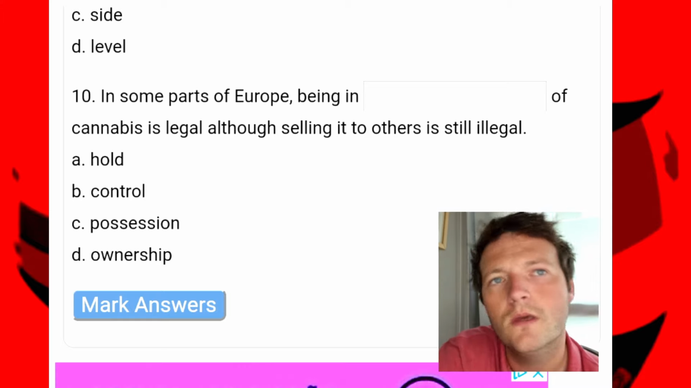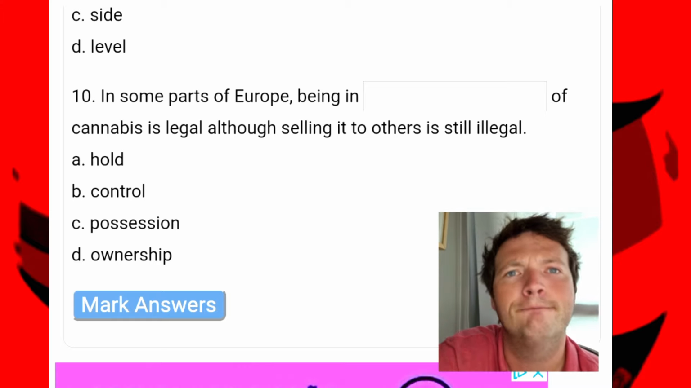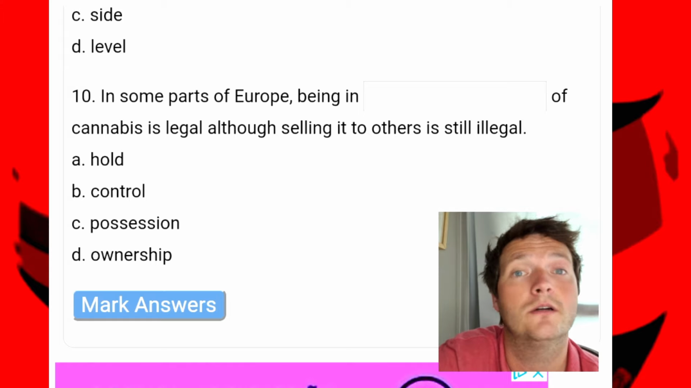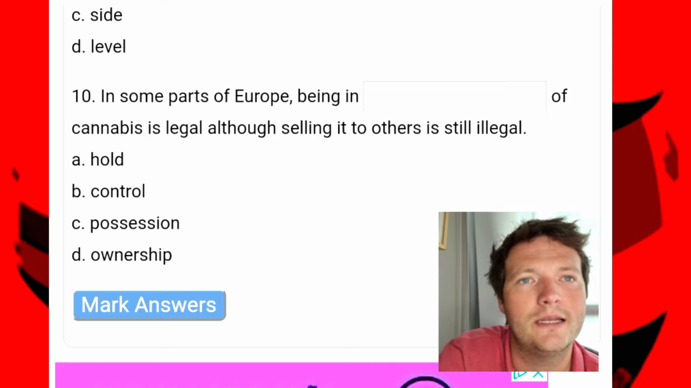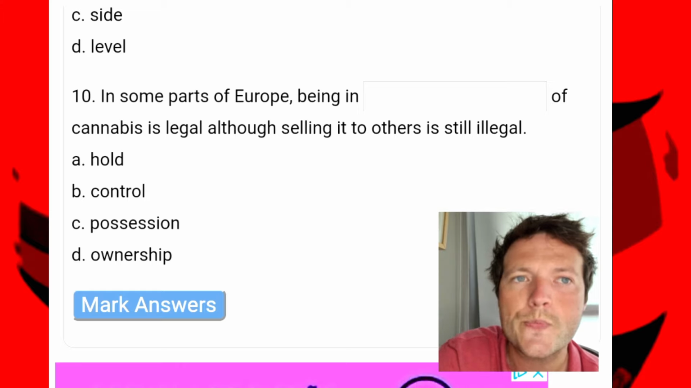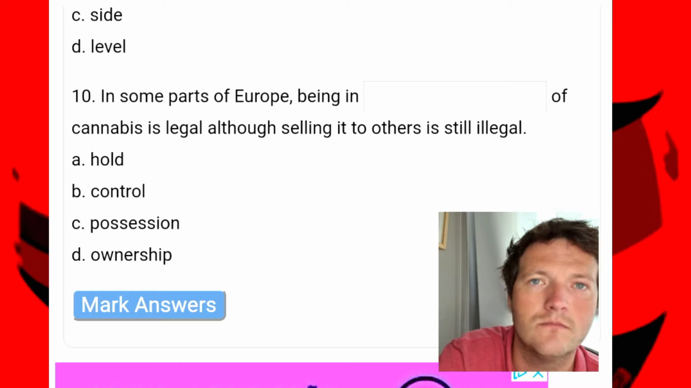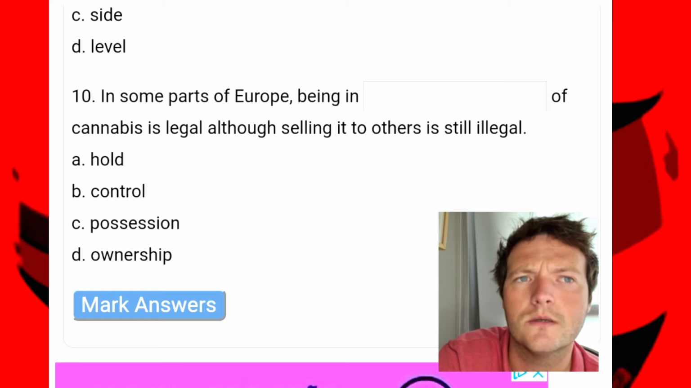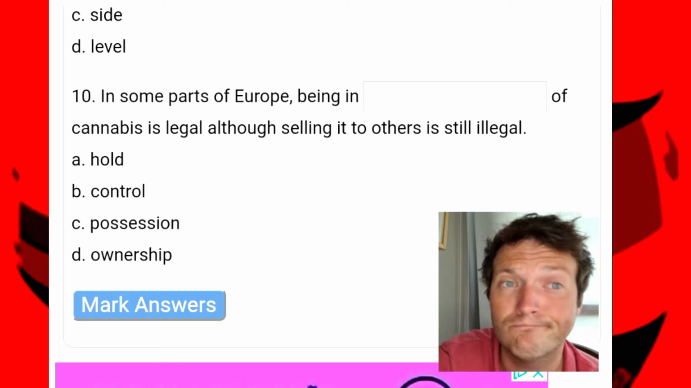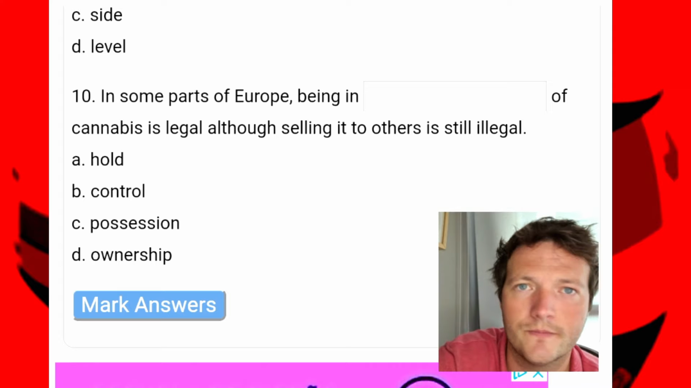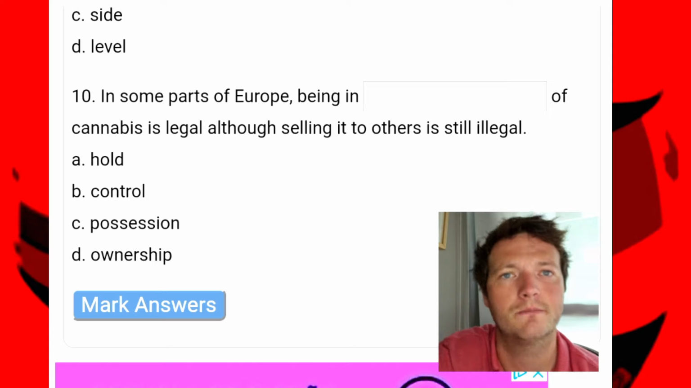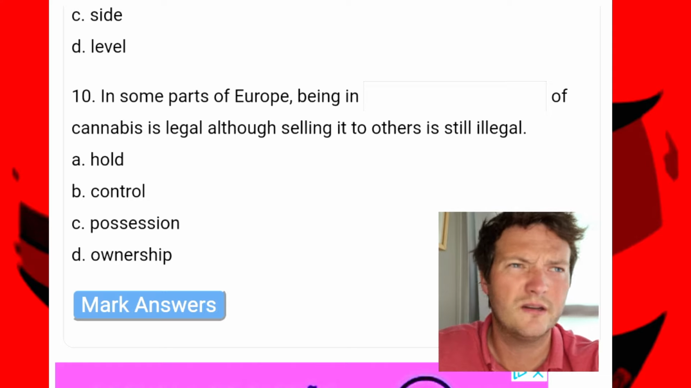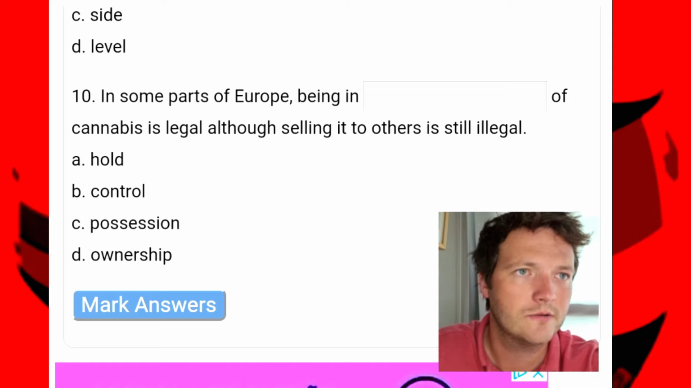Number 10. In some parts of Europe, being in hold, in control, in possession, in ownership of cannabis is legal, although selling it to others is still illegal. Being in hold, no. Having hold of something, possibly, but no. In control, no. In possession. In possession of cannabis. Being in possession of something. Yeah, definitely. No question about that. I don't think I need to check any of those. Again, if you've got any doubts, comments in the comment section.